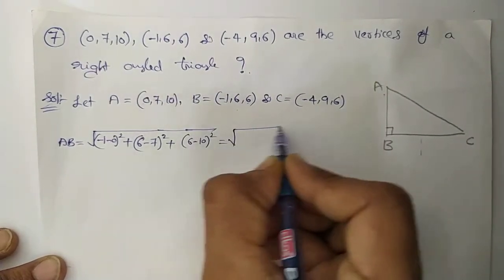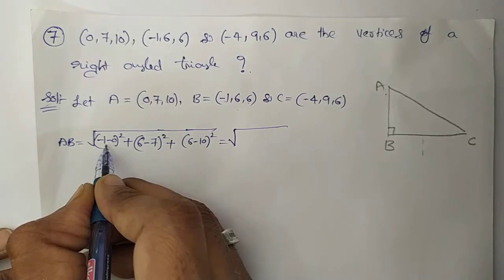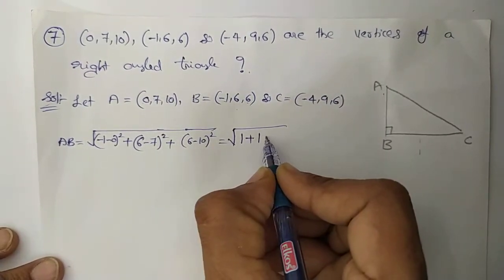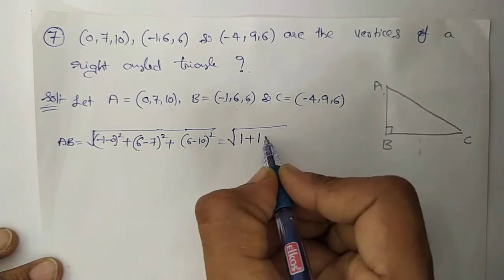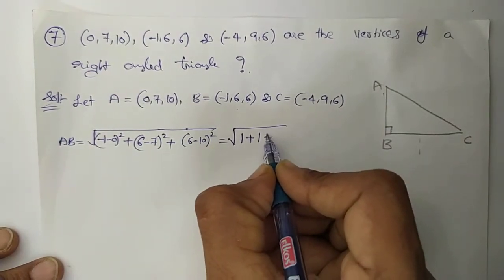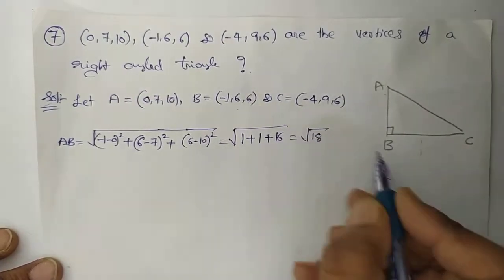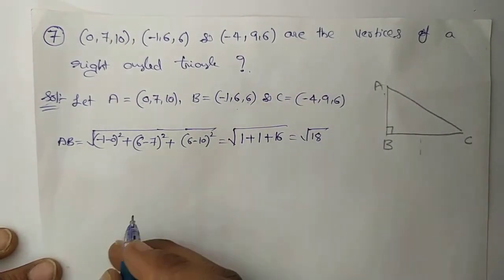That is equal to the square root of (-1 minus 0, that is -1) whole square, which is 1, plus again 1, plus (6 minus 10, that is -4) whole square, which is 16. That equals root 18. The length of AB is root 18.